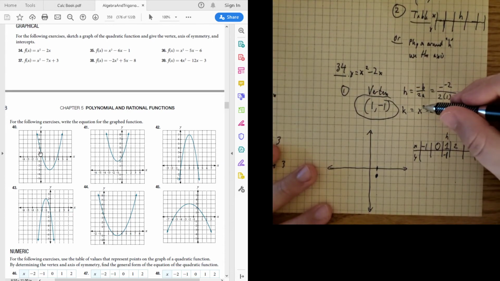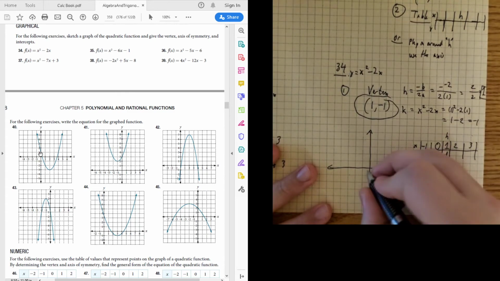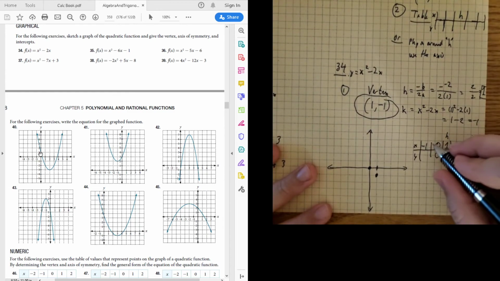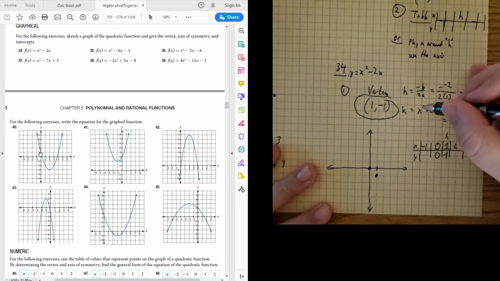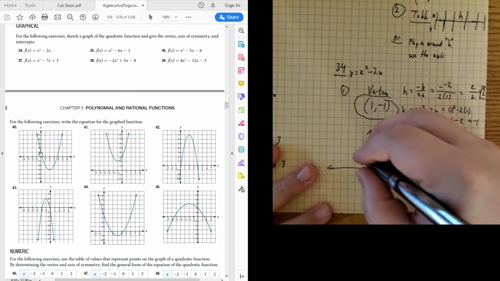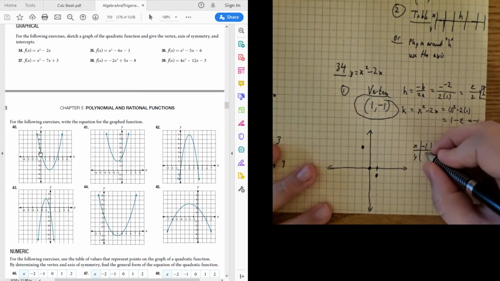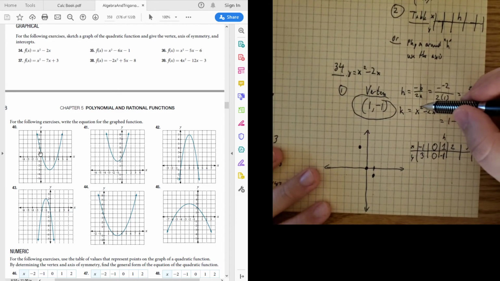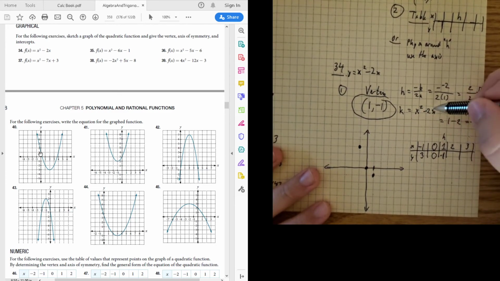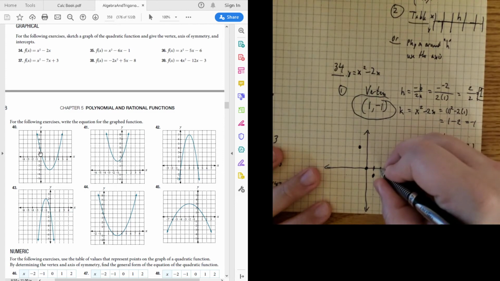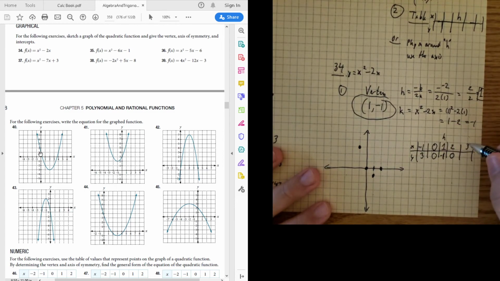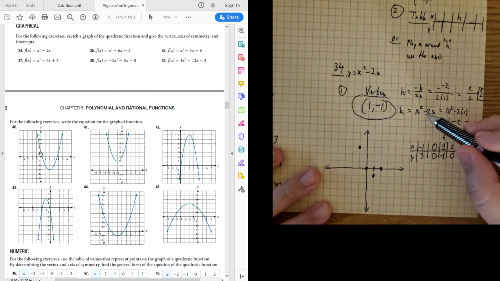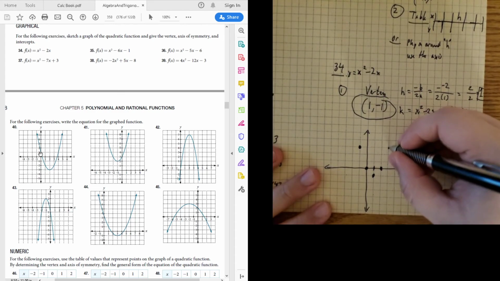If I plug in 0, 0 squared minus 2 times 0, all of that means 0. If I plug in negative 1, negative 1 squared is positive 1. Negative 2 times negative 1 would be positive 2. 1 plus 2 is 3. If I plug in 2, 2 squared is 4, minus 2 times 2 is 4. 4 minus 4 is 0. And if I plug in 3, 3 squared is 9, minus 2 times 3 is 6. 9 minus 6 is 3. So we go 3 and then 3.